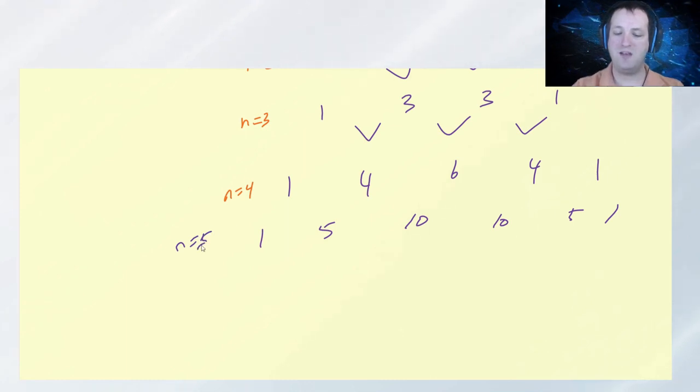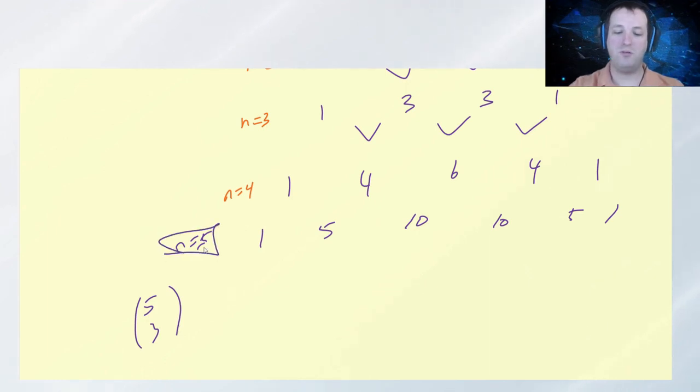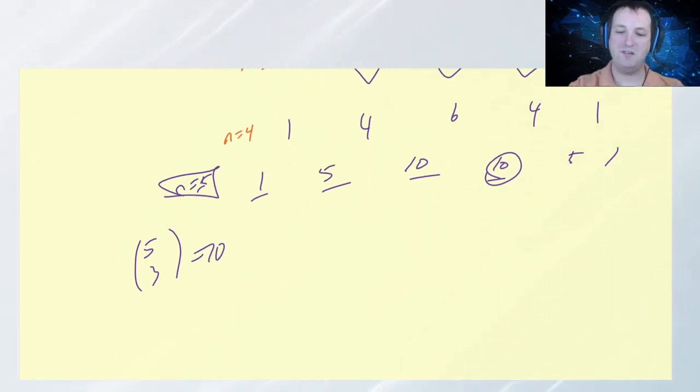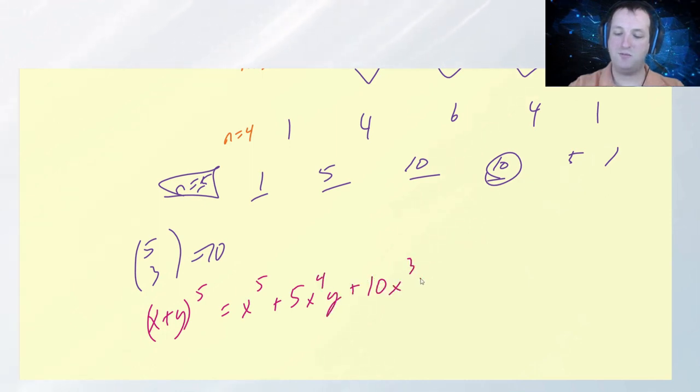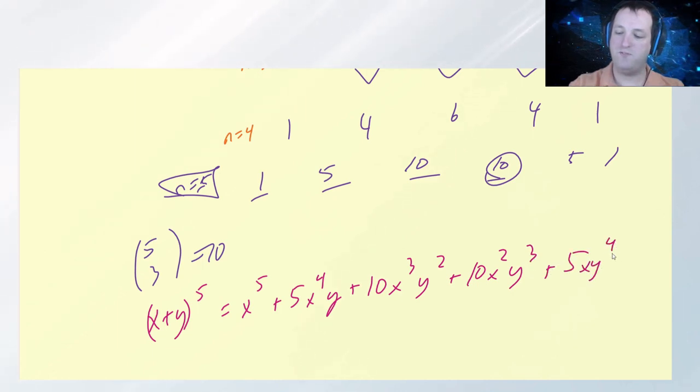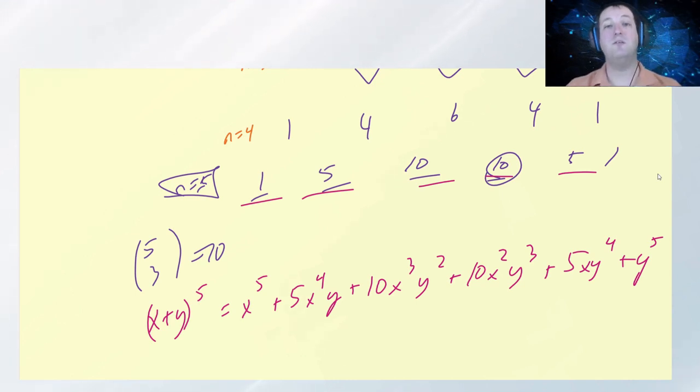So if somebody wants to ask you, what is 5 choose 3? You're going to look in the row for n is equal to 5. So we have 0, 1, 2, 3. So this is actually going to be equal to 10. Also, if somebody asks you to expand (x + y)^5, you're going to say that that's equal to x^5 + 5x^4y + 10x^3y^2 + 10x^2y^3 + 5xy^4 + y^5, using those coefficients and the increasing and decreasing powers of x and y, right?